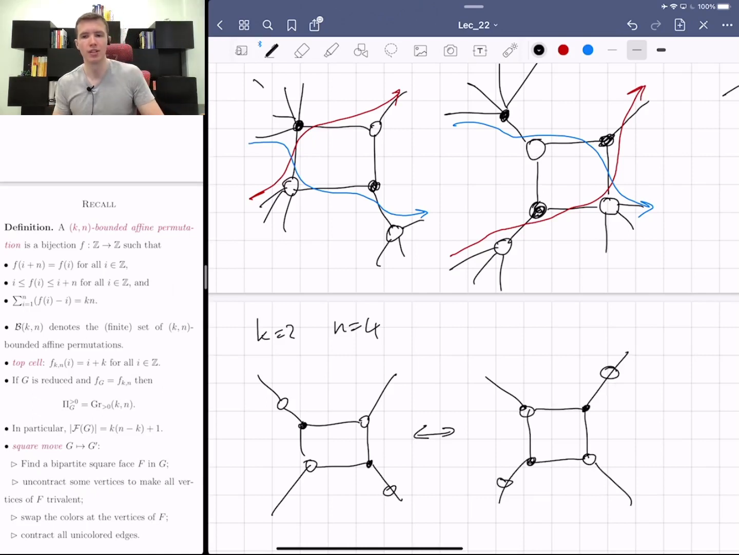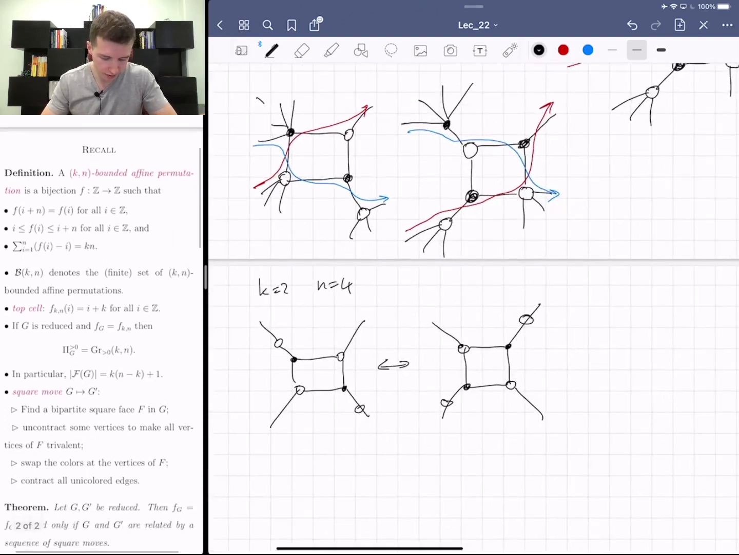And these two graphs have the same strand permutation, and both of them are reduced. Both of them have the same number of faces, right? I mean, if it has the same strand permutation and the same number of faces, then it has to be reduced. So that's the square move.